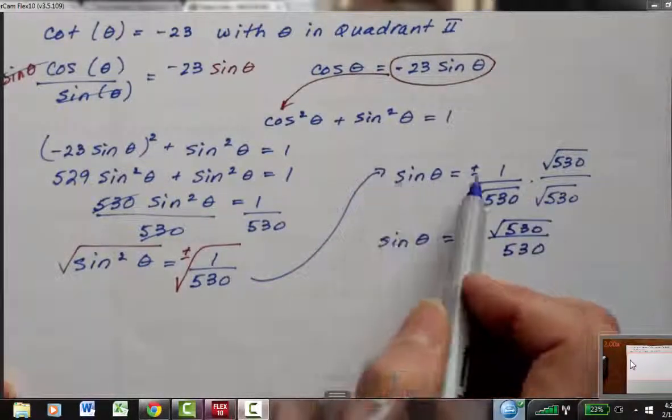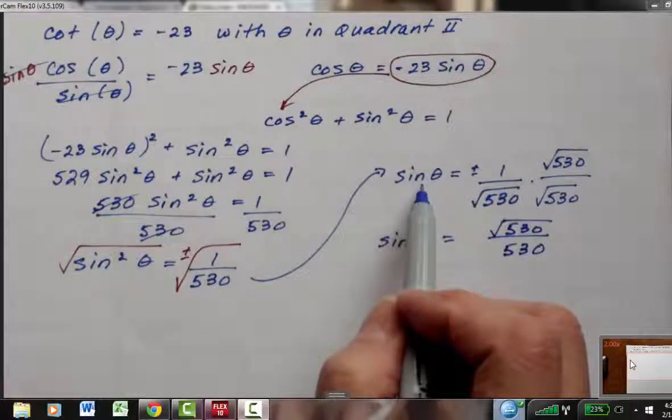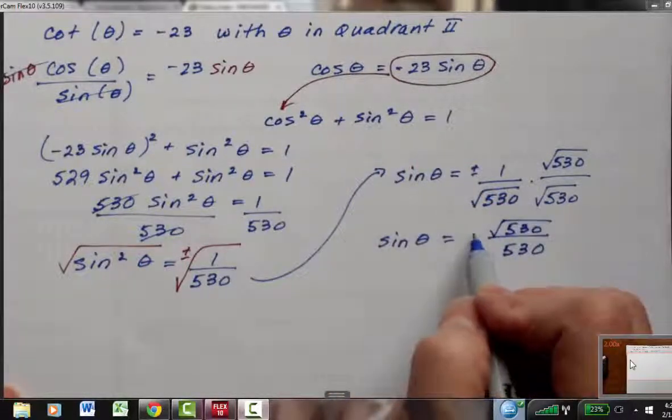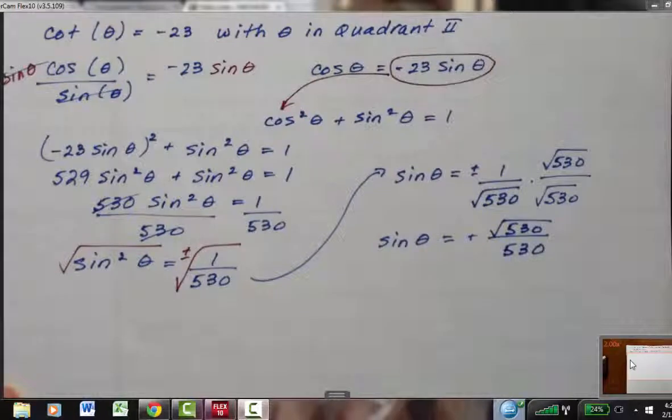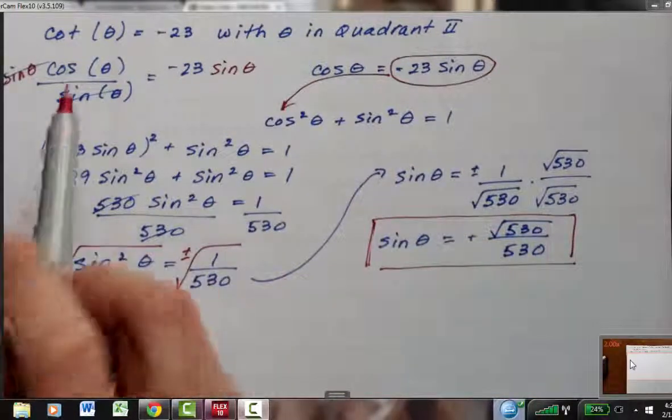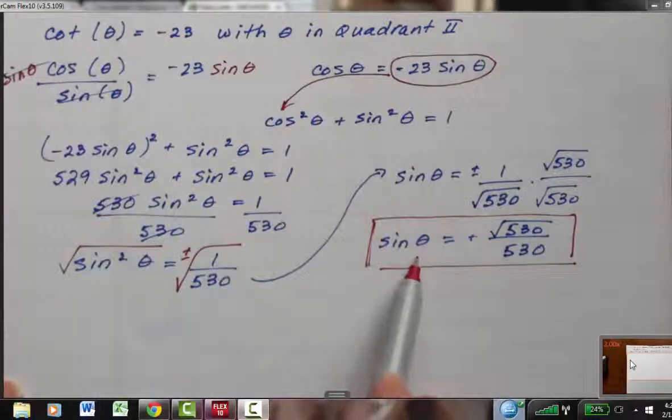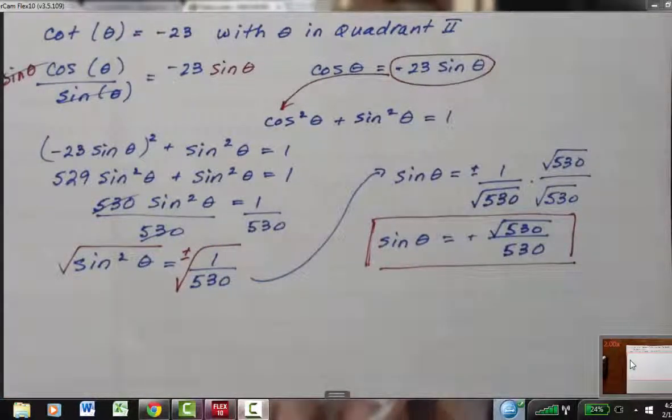And we're going to need to figure out what is sine in quadrant 2. Is sine theta positive or negative? It's positive, so it's going to be a positive answer. So now I've found one function other than the one that I was given. So I was given that cotangent was equal to negative 23. That's one function. This is another function. And I need to find 4 more.